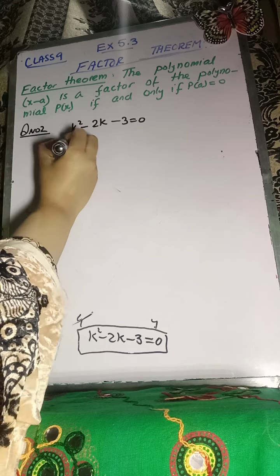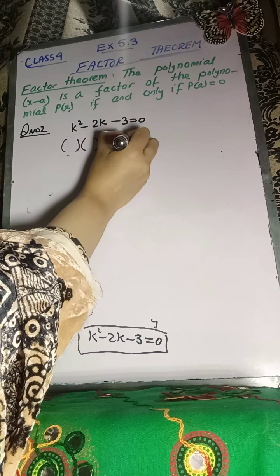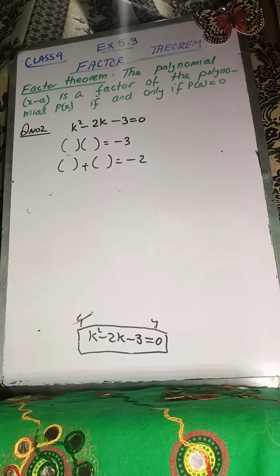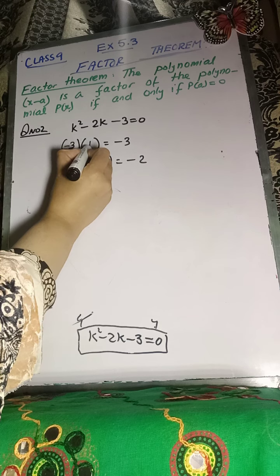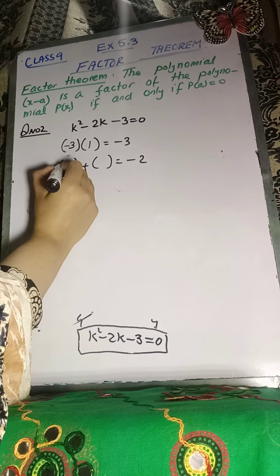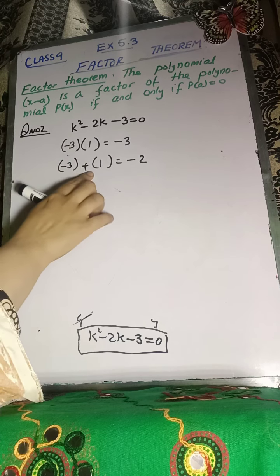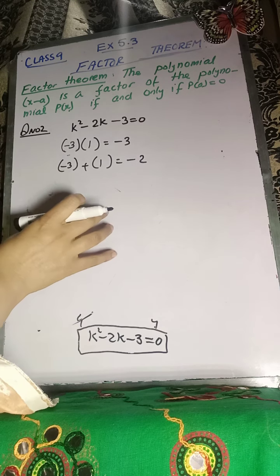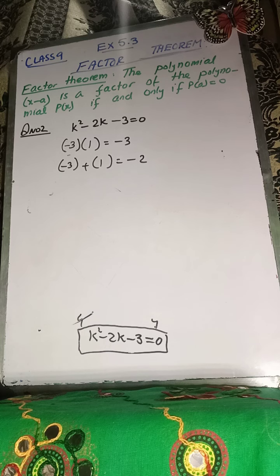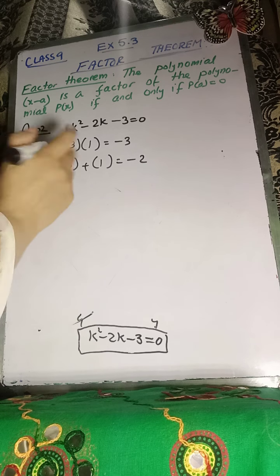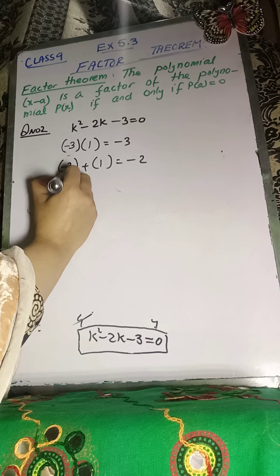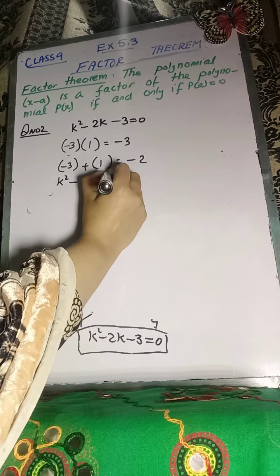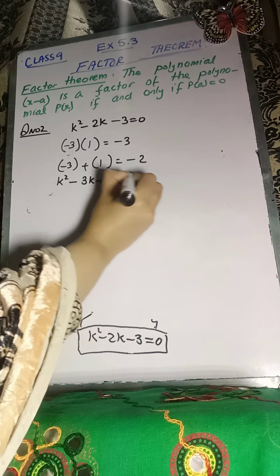Now two numbers whose product gives us negative 3 and whose addition gives us negative 2. What are they? They will be negative 3 and 1. Negative 3 plus 1 will give us negative 2 on addition, and the product will be negative 3. It means the pair which will break our middle term will be negative 3 and 1. So k square minus 3k plus k minus 3 equals 0.